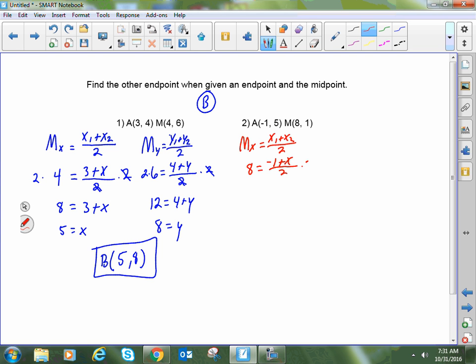Multiply both sides by 2. On the right side, the 2 over the 2 simplifies. And on the left side, I'm going to get 16. Move the 1 over through addition, and the x-coordinate of point B in this case will be 17. And then repeat the process for the y-coordinate.